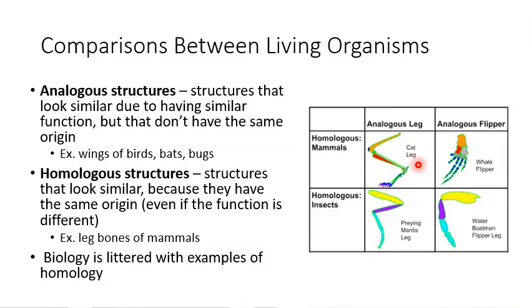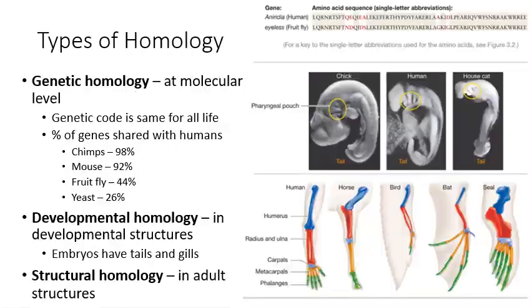For the cat, if you compare the bones of its leg to the bones of any other mammal, you'll identify the same bones. Maybe the shape is different, but the arrangement is the same. And that's because, of course, they share a common ancestor. So there's lots of examples of homologous structures in biology. So these are some of those homologies. There's different types of homologies. The leg bones are an example of a structural homology.